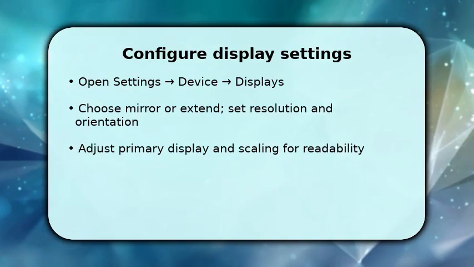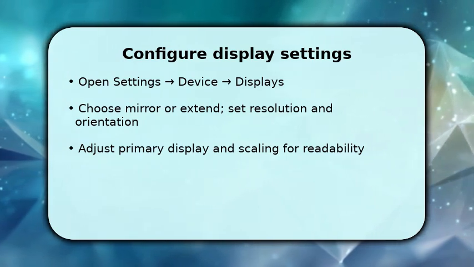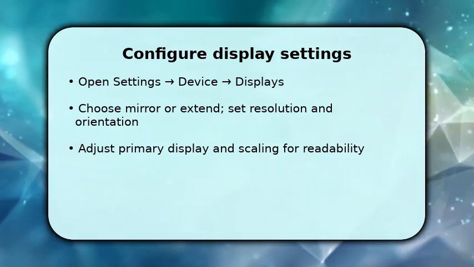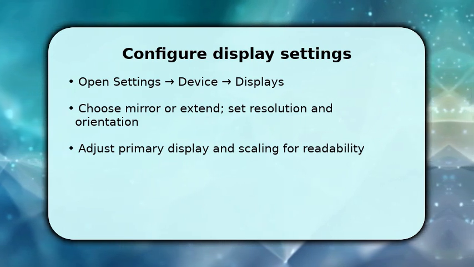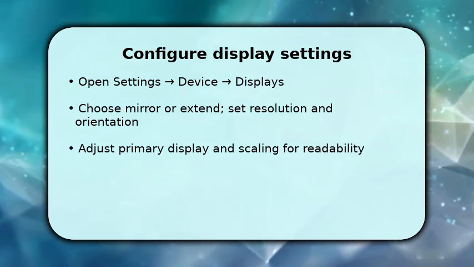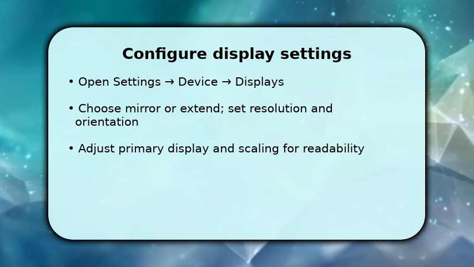You now configure how the monitor behaves. Open Settings, go to Device then Displays. Chrome OS lists detected screens. Choose Mirror if you want the same content, or Extend to use the monitor as extra desktop space.